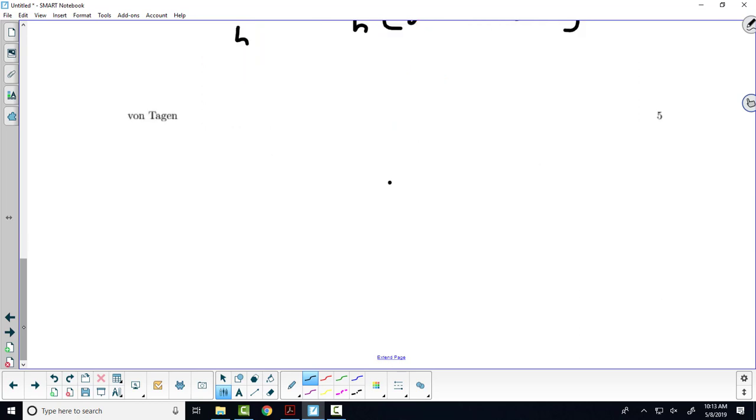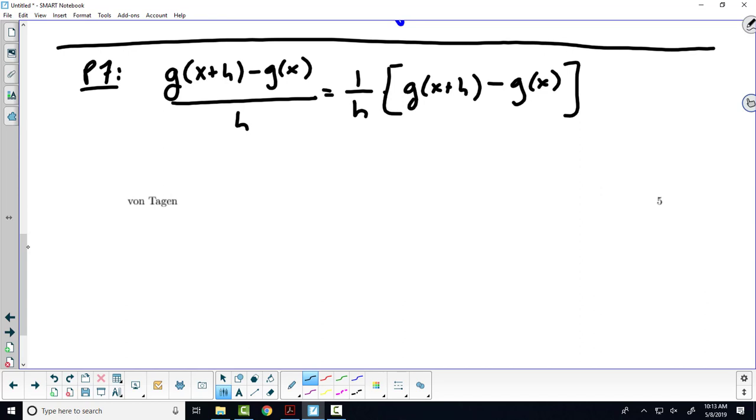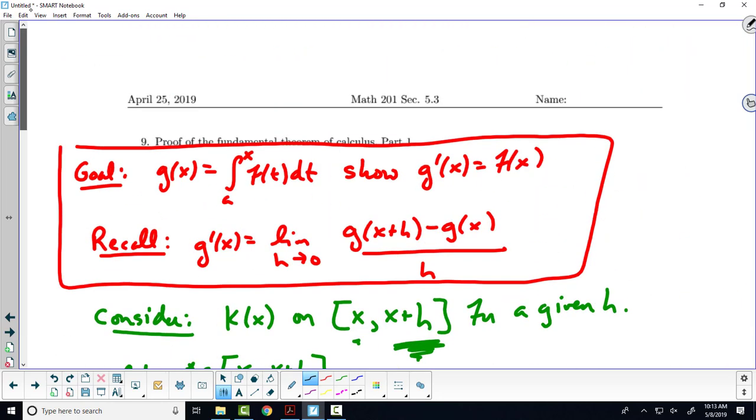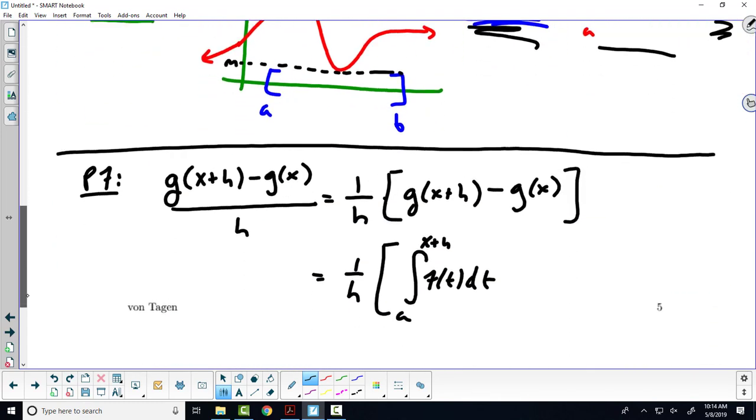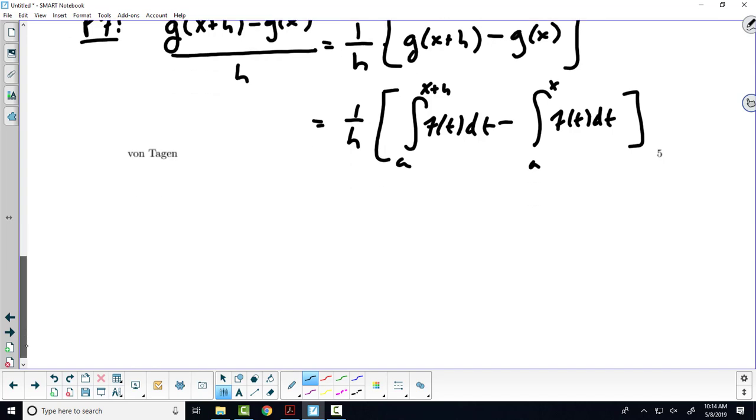Okay, but what was g of x? I hope you know this function. You've been working with them for 2 weeks now. This is the function that goes from a to x plus h of f of t dt. That is g of x plus h. What did I do? I took g of x, and everywhere I saw an x, I plugged in an x plus h. Minus just the regular g of x, minus the integral from a to x of f of t dt. Any questions on that? All right.